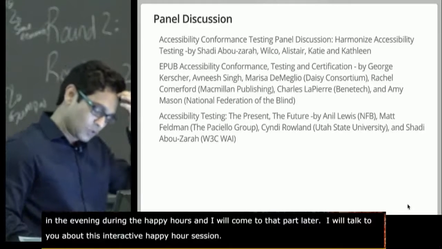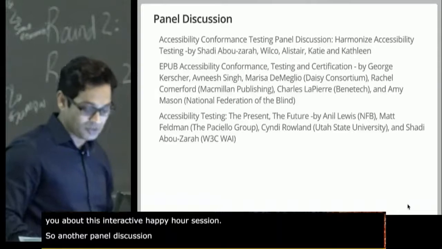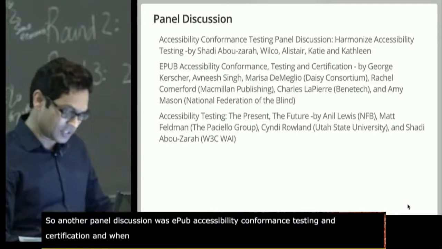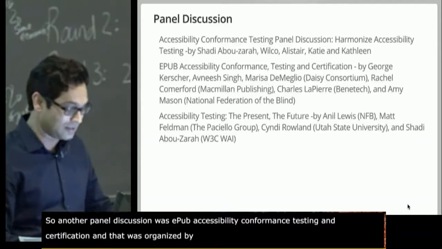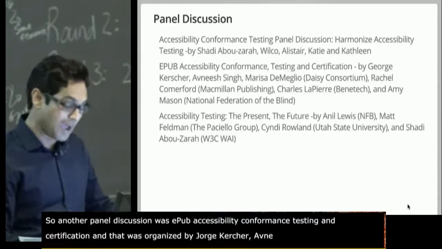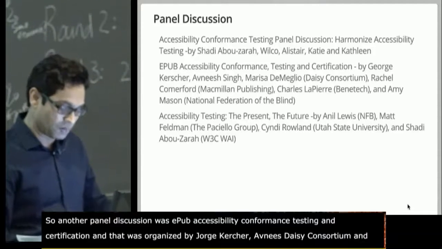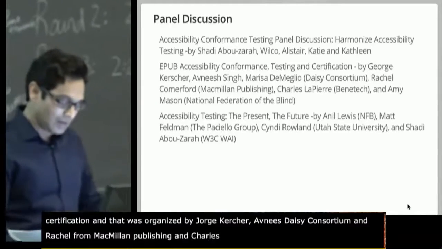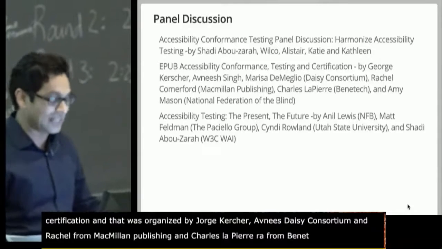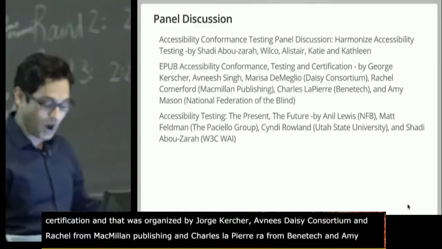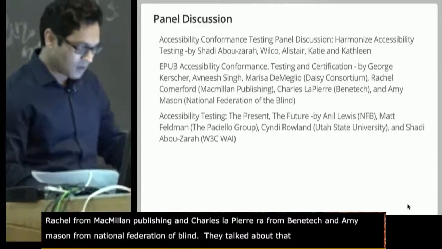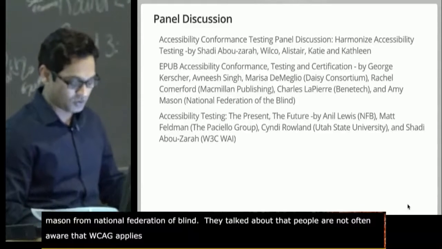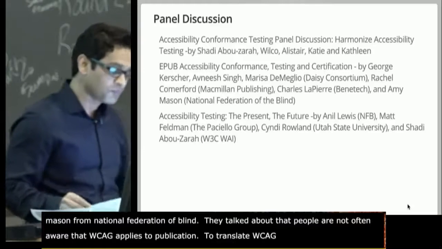So another panel discussion was EPUB accessibility conformance testing and certification, and that was organized by George Kerscher, Avneesh Singh from the DAISY Consortium, Rachel from Macmillan Publishing, Charles LaPierre from Benetech, and Amy Mason from the National Federation of the Blind. In this panel, they discussed the challenges that publishers are often not aware that WCAG applies to digital formats as well, like EPUB, or how to translate the page-centric nature of WCAG to a packaged multi-document format.